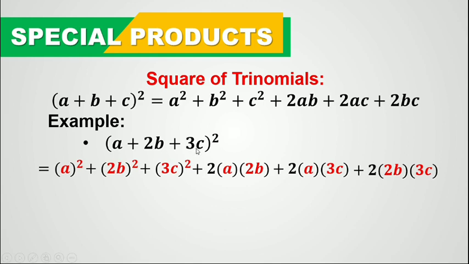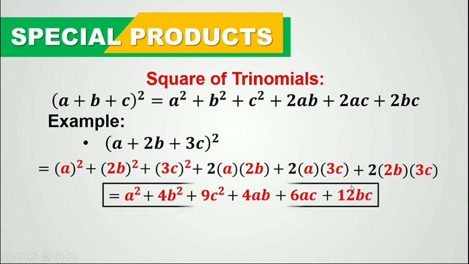And then after that, we are going to simplify this. So quantity a squared, that's a squared, and then quantity 2b squared, that's 4b squared, and then plus the quantity 3c squared, that's 9c squared, and then 2 times a times 2b, that's 4ab, and then 2 times a times 3c, that's 6ac, and then plus 2 times 2b times 3c, that's 12bc.